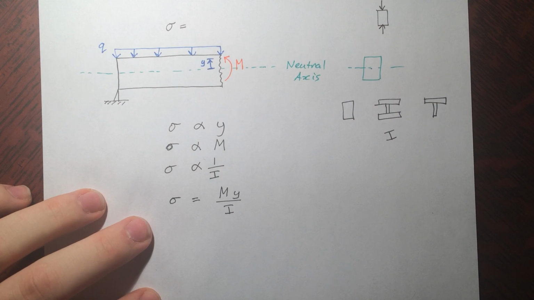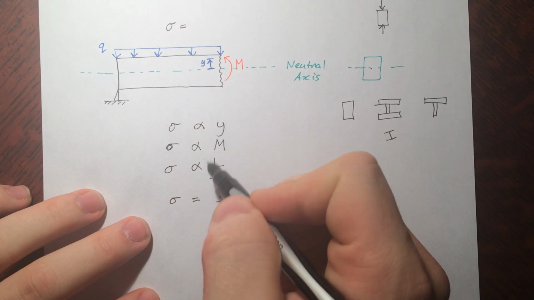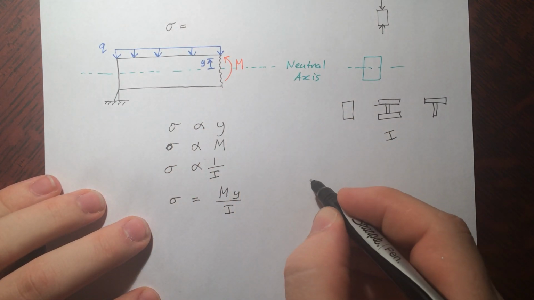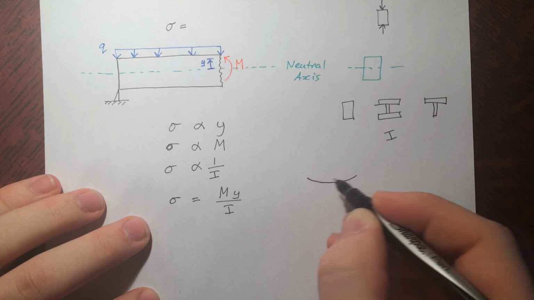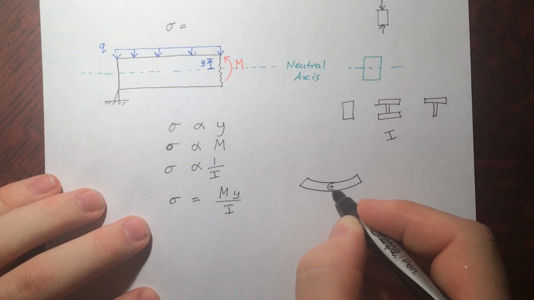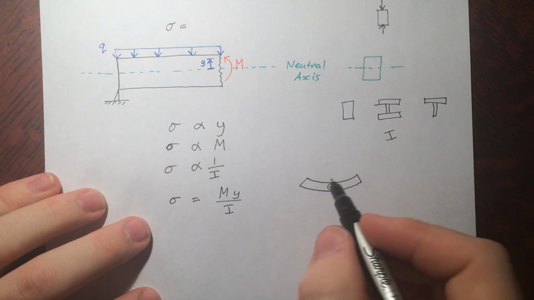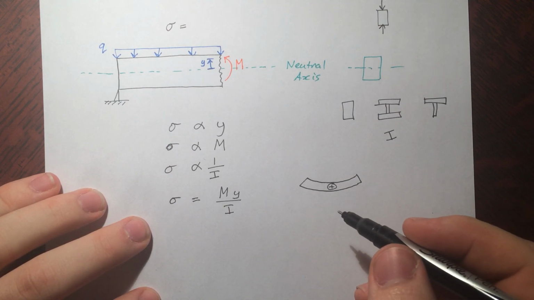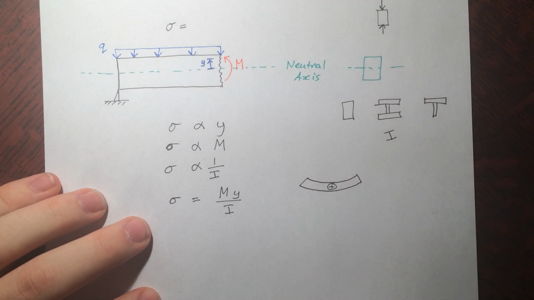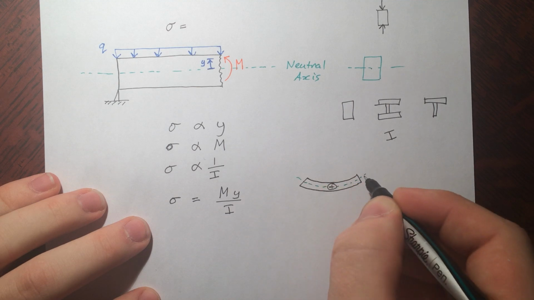Alright, now there's one more thing I need to say here. When we develop all these notations, we assume a positive bending moment. You might know what that is. It's when a beam is bent in such a way that it makes a smiley face. Smiley face, it's happy, yay, positive. Positive bending moment.